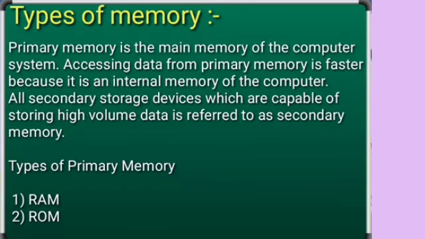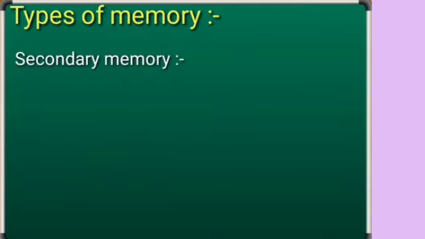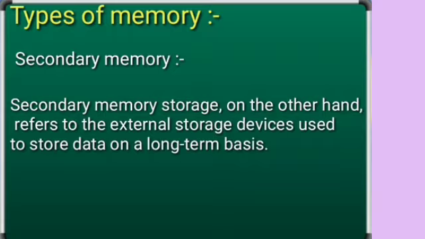Now primary memory is further divided into two parts, which are RAM and ROM. RAM stands for random access memory and ROM stands for read only memory. Now why is secondary memory required? Actually secondary memory is also called external memory. As I have said, it is also named auxiliary memory.